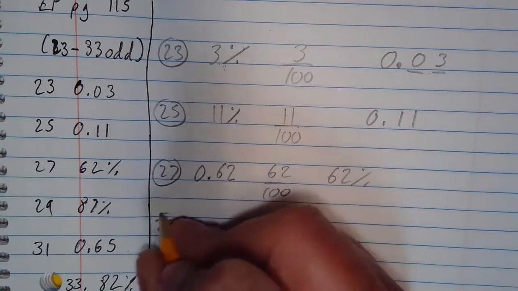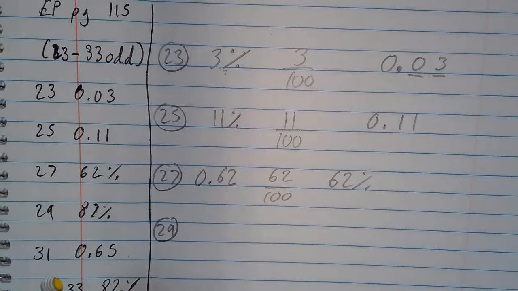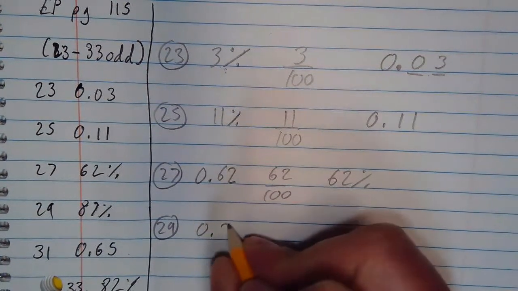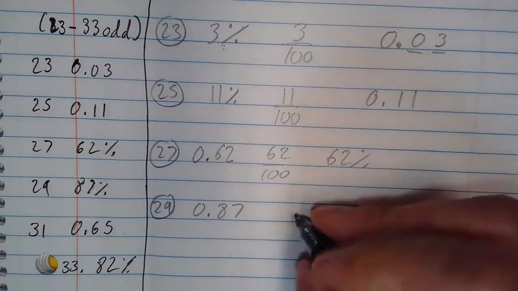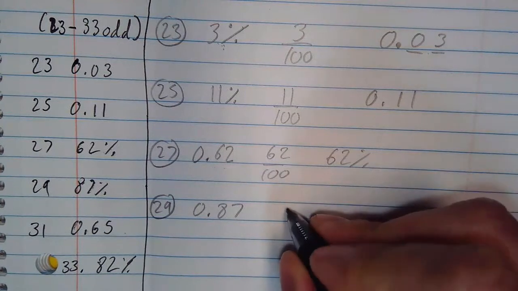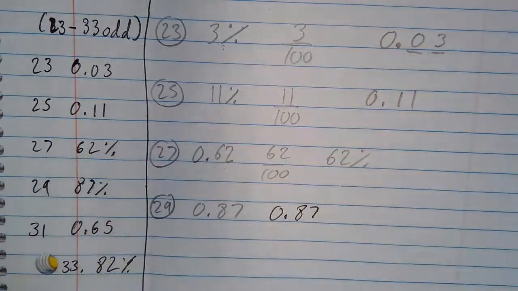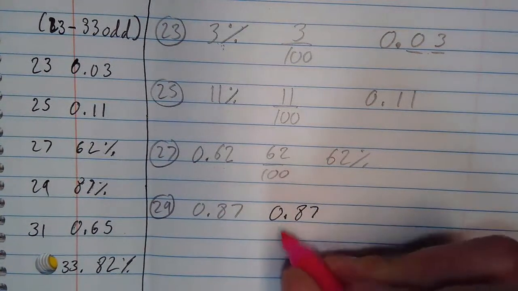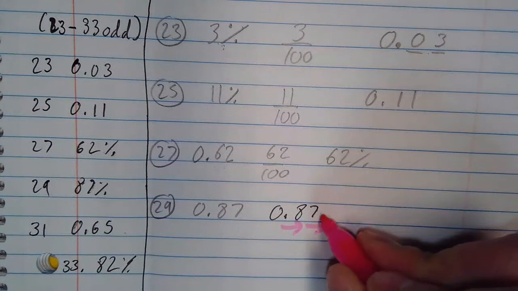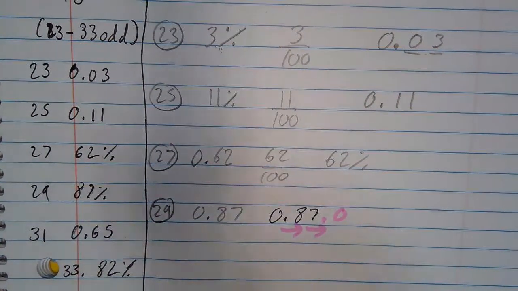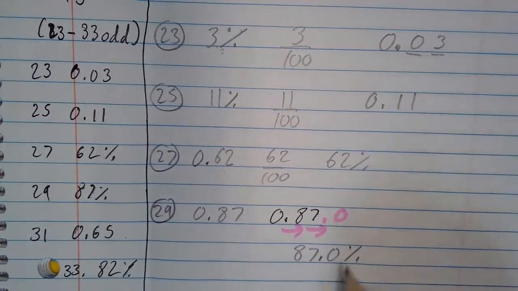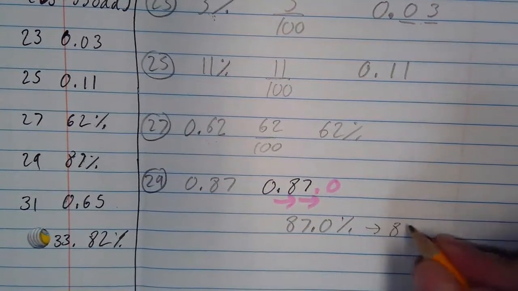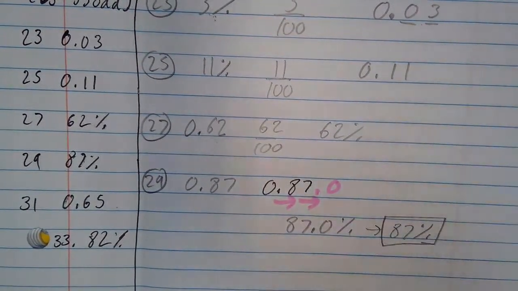29. All right. We have 87 hundredths. For this one, I'm just going to go ahead and do the decimal just so you don't get out of practice. All right. 87 hundredths. I'm going to rewrite it. I'm going to move that decimal point to the right 2 spaces. 1, 2. So I have 87.0. Add a percent. But you don't need that 0.0. So it's just 87%. Easy peasy. Okay?